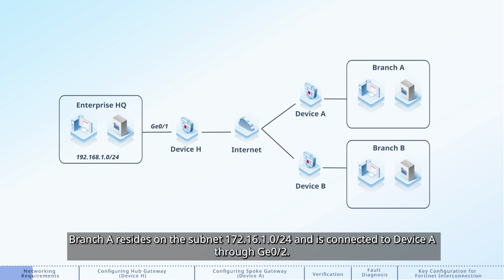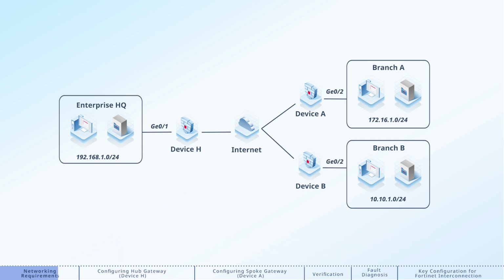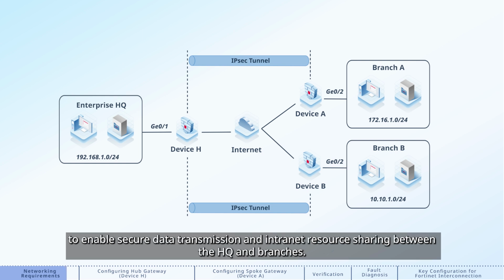Branch A resides on the subnet 172.16.1.0/24 and is connected to Device A through GE0/2. Branch B resides on the subnet 10.10.1.0/24 and is connected to Device B through GE0/2. IPsec tunnels need to be established between the hub gateway and spoke gateways to enable secure data transmission and intranet resource sharing between the HQ and branches.